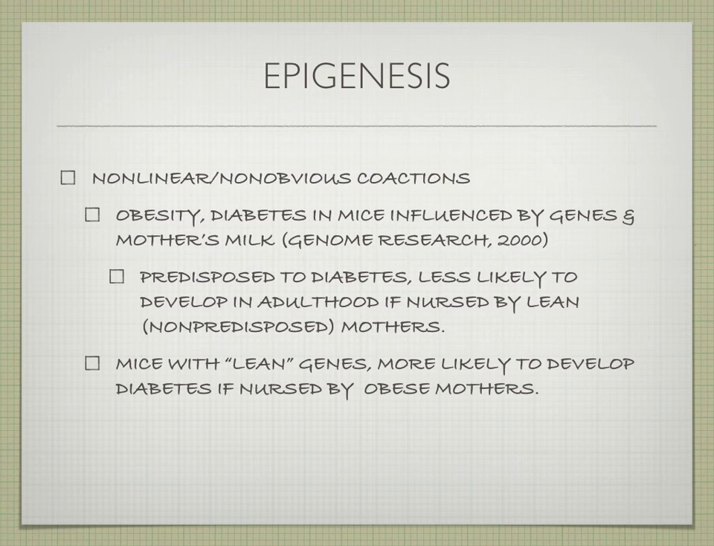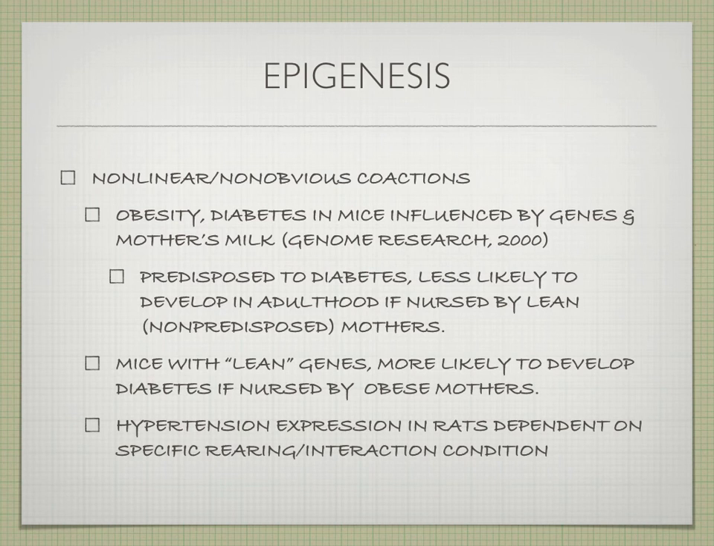Whereas mice with the lean genes were more likely to develop diabetes if nursed by these obese mothers. So again, the ones that weren't predisposed to diabetes, that weren't predisposed to obesity, were getting those switches turned on, essentially, by the obese mothers when they were getting the on switch information through the mother's milk. We also saw another example: hypertension in rats was dependent on specific rearing or interaction conditions. So again, they were able to turn hypertension on and off, dependent on how these rats were being cared for, how they were being reared by their mothers.